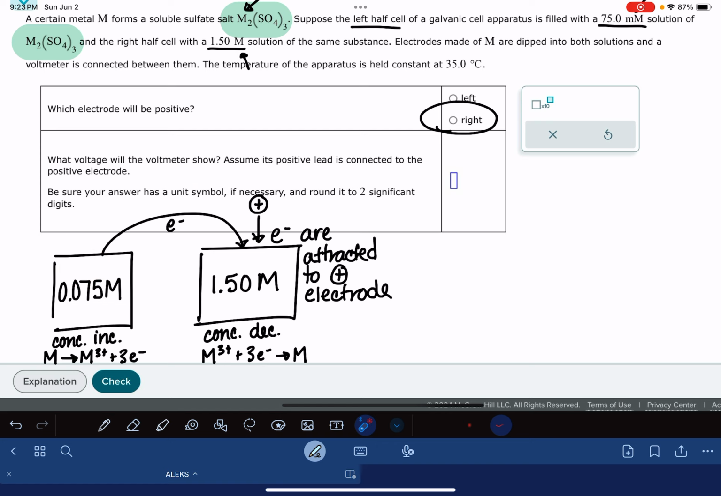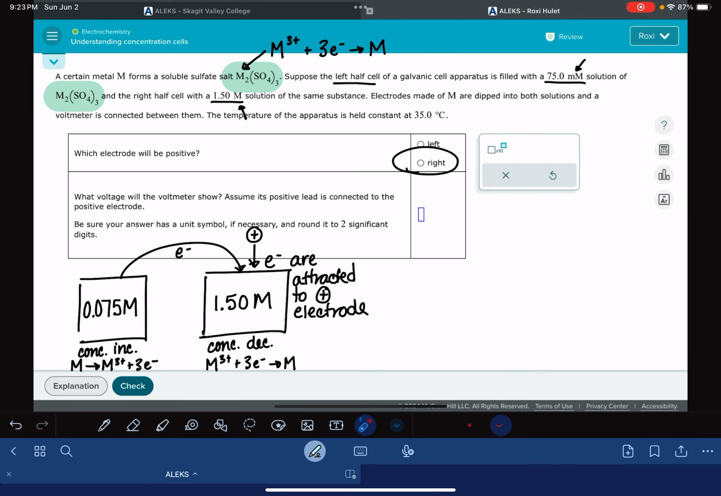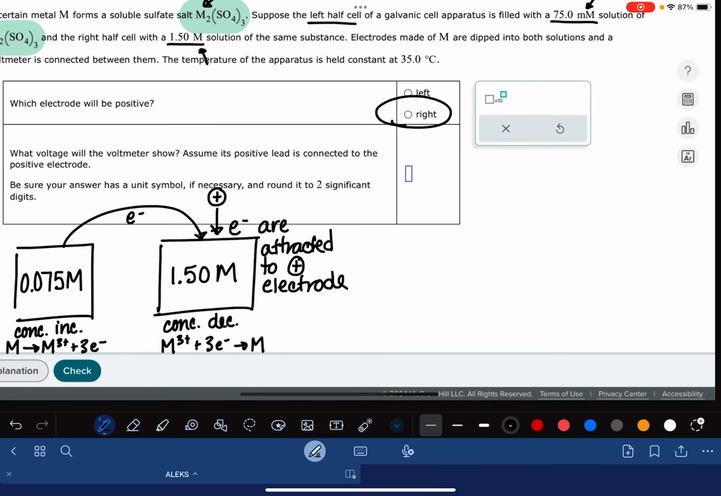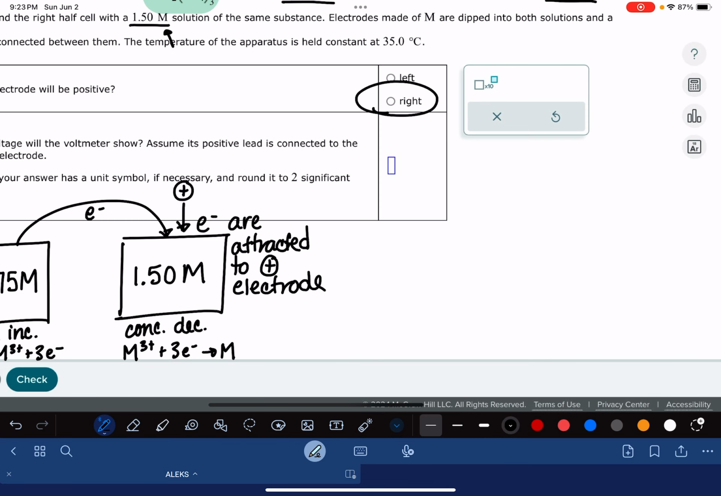So that's half the question, and that's actually, I think, the hardest part of the problem. Once you get that much figured out, then the second part of the problem is going to be easier. To solve the second part of the problem, we're going to use the Nernst equation for a non-standard cell. The Nernst equation is E equals E standard minus RT over NF times the natural log of Q. And this E is what we're trying to figure out. That's this answer right here.